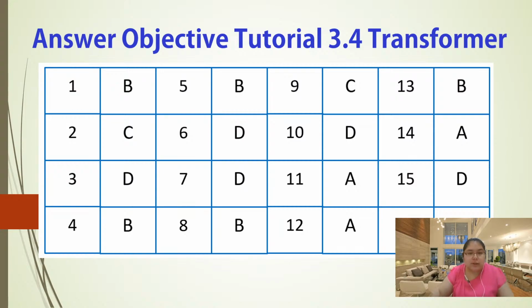Let's see the first part. Before that we already learned the working of the transformer, how to produce the current in the secondary coil. So the first part is you need to connect to the alternating current.